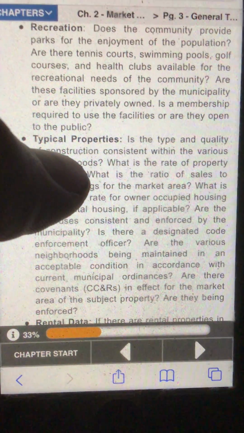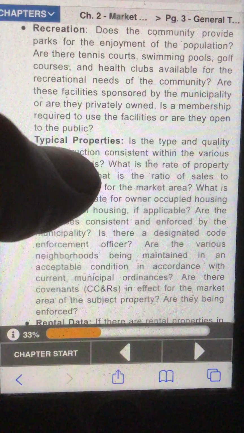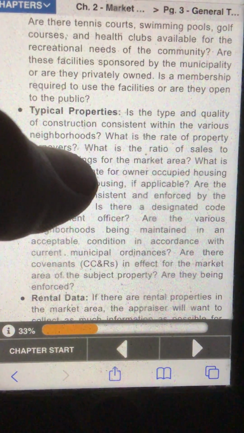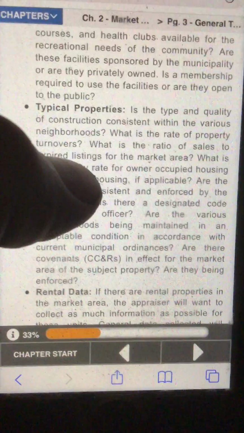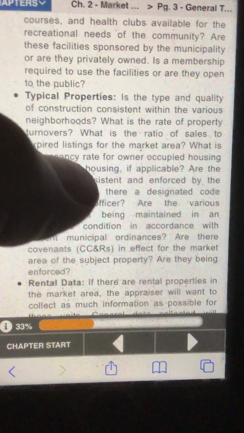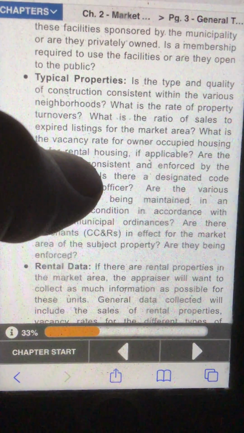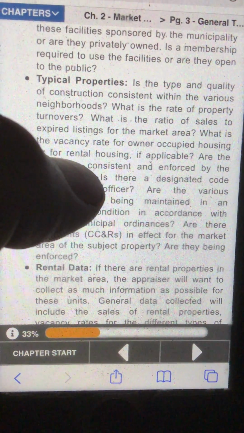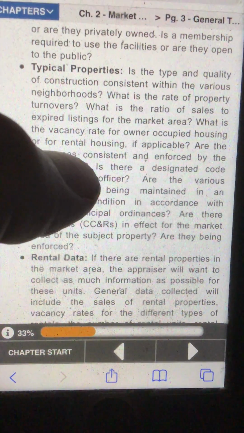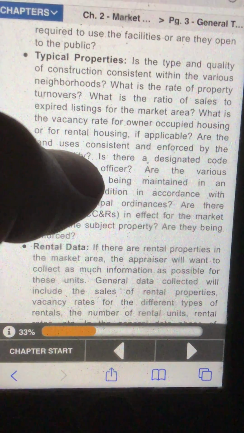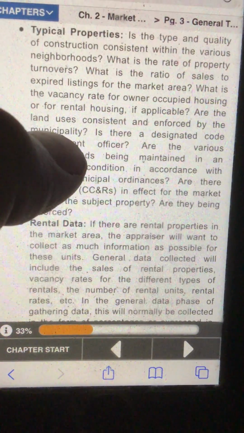Recreation. Does the community provide parks for the enjoyment of the population? Are there tennis courts, swimming pools, golf courses, and health clubs available for the recreational needs of the community? Are these facilities sponsored by the municipality or are they privately owned? Is a membership required to use these facilities or are they open to the public?